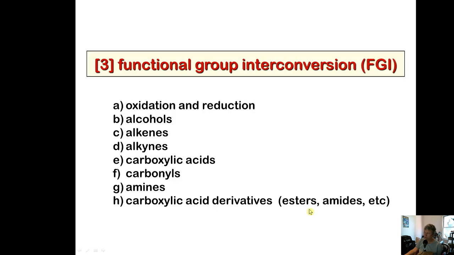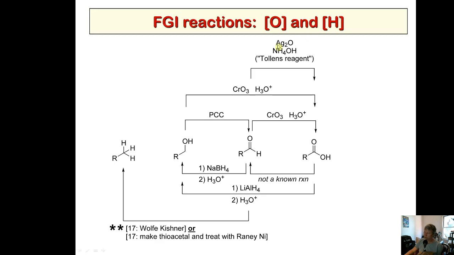Okay, functional group interconversion. There are a lot of these, just miscellaneous reactions that we've seen, and we'll go through them as part of this review process. Okay. Oxidation reduction, and then alcohols and alkenes, alkynes, etc. This just kind of reviews all of the oxidation and reduction chemistry that can happen for a primary alcohol that we've learned.